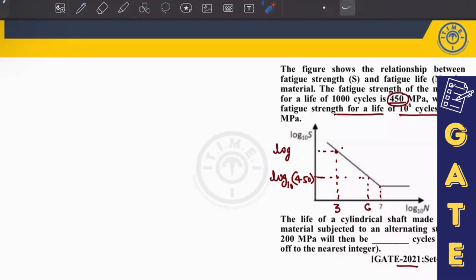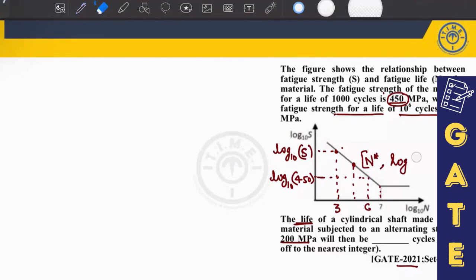Now what is the question? Log of 10. I'm just representing, let us suppose, this is S only. Life of cylindrical shaft made of these materials subjected to an alternating stress of 200 megapascal. So what you have to calculate? You have to calculate the life when they have given this particular stress. They have mentioned a 200 stress. That means this value is given, log of. So x-axis will become, let us suppose, if I'm keeping as N star, log of what is this value?